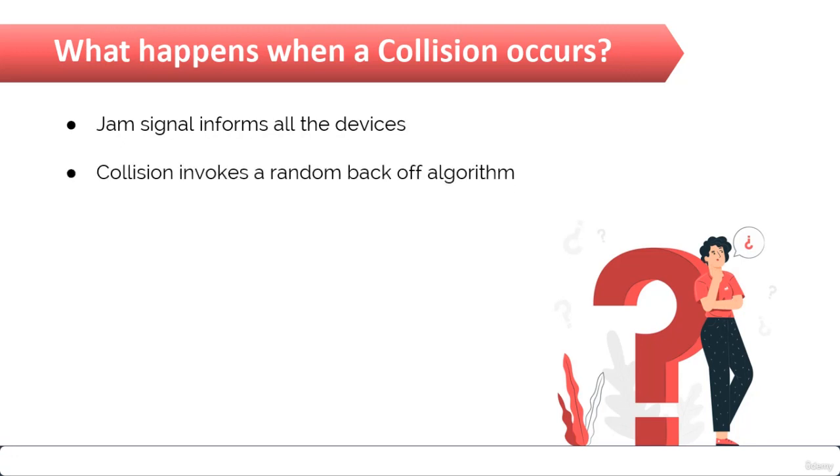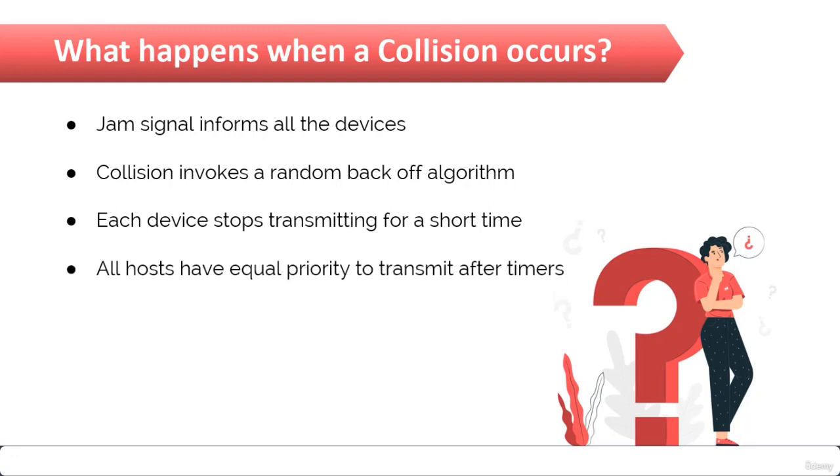The collision invokes a random back-off algorithm. As I mentioned a couple of minutes ago, a back-off algorithm tells a host exactly a random time to wait before it starts retransmitting the next frame. Now each device on the Ethernet stops transmitting for a short time until the timer expires. And finally, all the hosts have equal priority to transmit after the timers have expired.